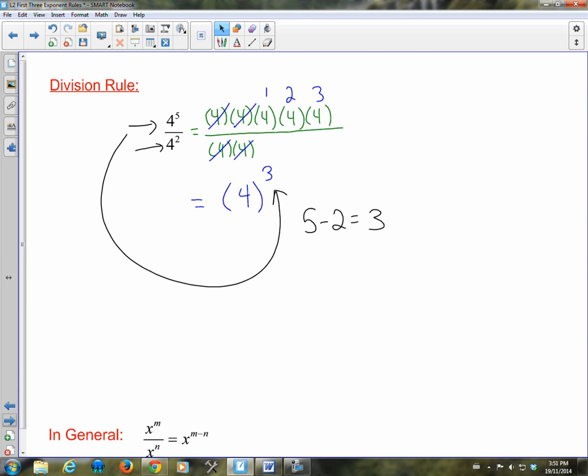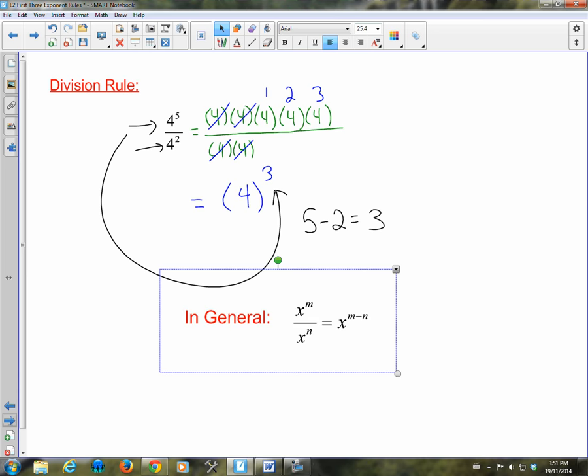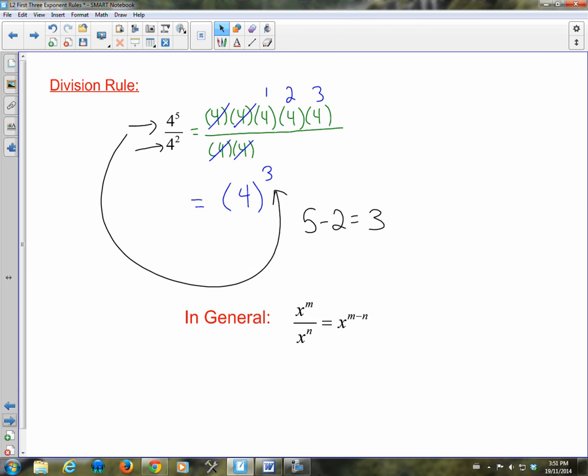So the division rule, in general, is when I'm dividing and I have the same base, I keep my base and I subtract my exponents. So when I'm dividing with the same base, I keep my base and I subtract my exponents.